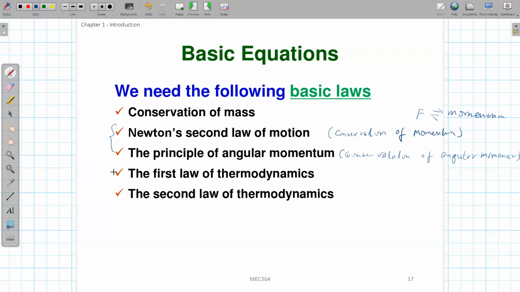And the last two are regarding the thermal energy, or the temperature, or other kinds of energy like kinetic energy or potential energy. So you can think of the first equation as being for the mass, the second and the third for the momentum, and the last two for the energy.